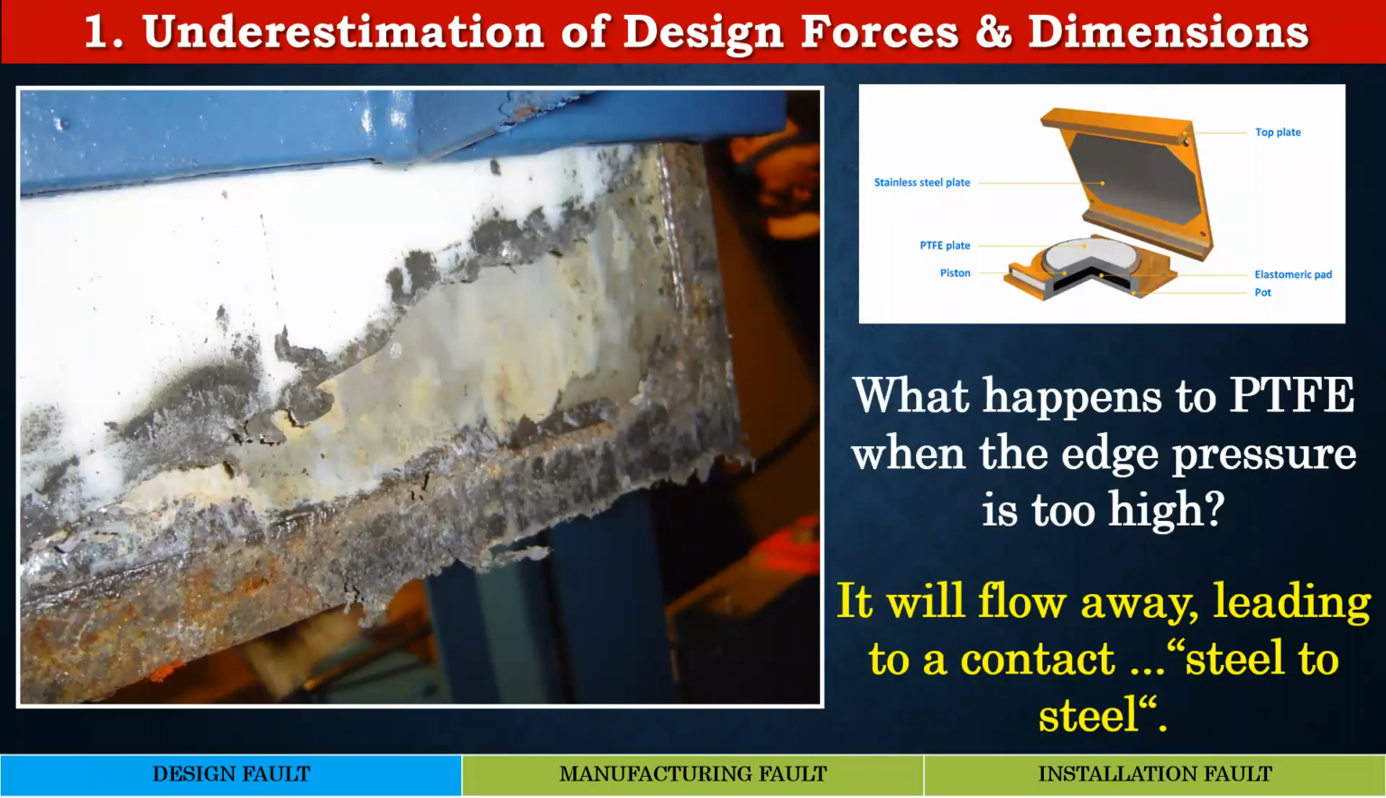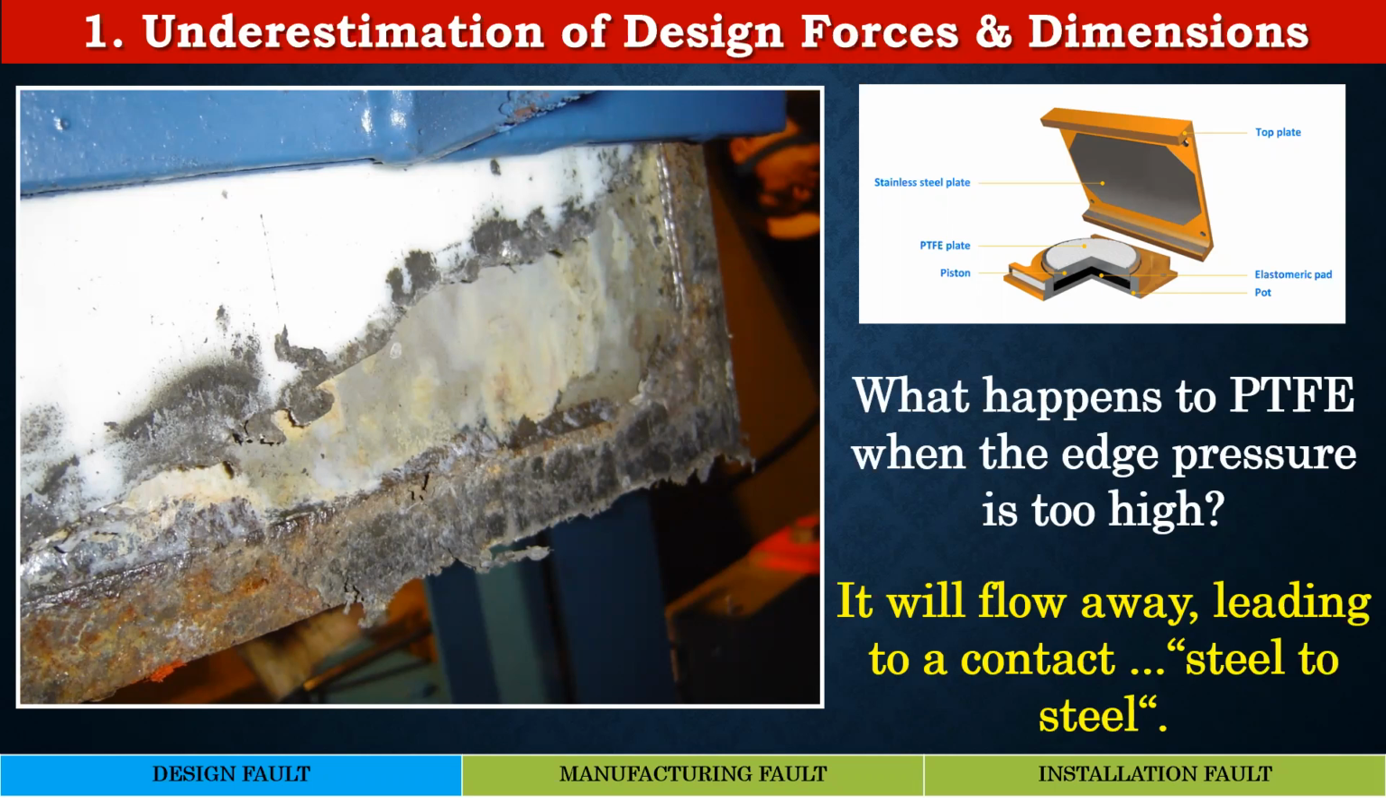This is an example of what happens to the PTFE in a pot bearing when the edge pressure is too high, when the pressure on the bearing is underestimated. You can see this failure where the PTFE simply flew away, leading to contact between steel and steel and increased friction. Just for information of those who are not familiar with pot bearings, pot bearings were first used in Germany way back in 1958, and they became very popular.